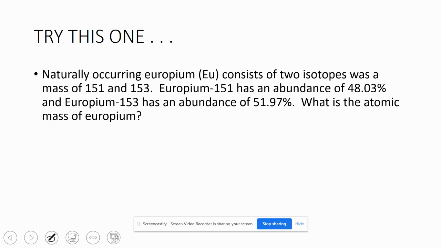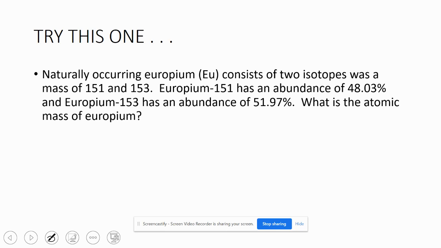All right, so let's try this one. Naturally occurring europium consists of two isotopes with a mass of 151 and 153. Europium 151 has an abundance of 48.03%, and europium 153 has an abundance of 51.97%. What is the atomic mass of europium? Go ahead and pause the video and see what you come up with.